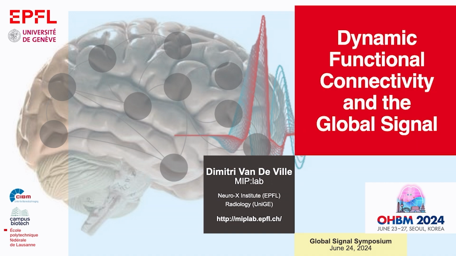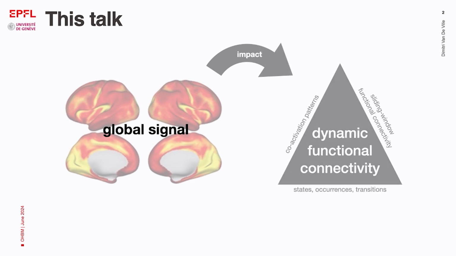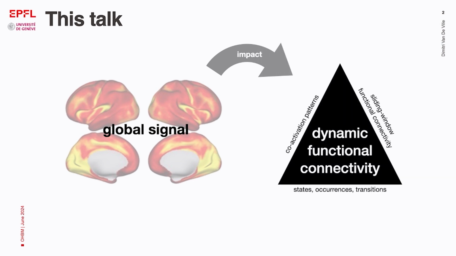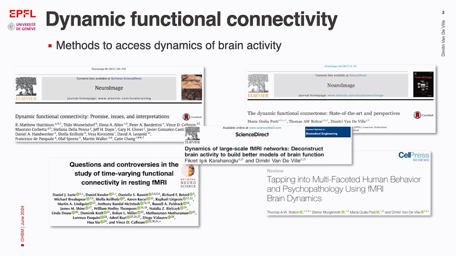In the next talk, I'm going to focus on the global signal and dynamic functional connectivity methods. In particular, this will be about how the global signal impacts dynamic functional connectivity, such as sliding window functional connectivity, coactivation patterns, and the subsequent measures, states, occurrences, transitions you can derive from them. But then secondly, also, how some of these methodologies can be applied to actually analyze and perhaps better understand the global signal. I don't think I need to introduce dynamic functional connectivity to this audience.